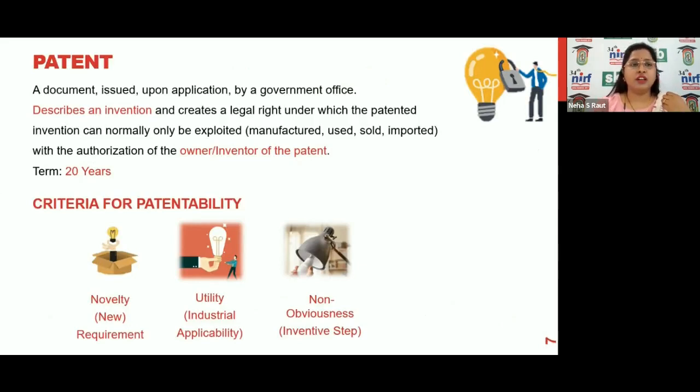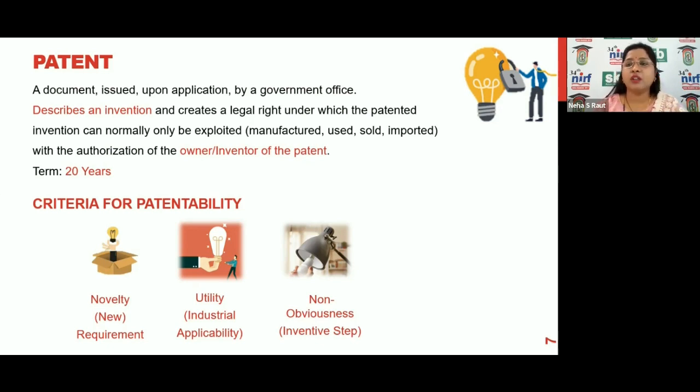Now, moving to the first type of IP, this is nothing but a document we receive from the government office. And that document, or we can say the patent, describes an invention that creates a legal right under which the patented invention can normally only be exploited, manufactured, used, sold, and imported with the authorization of the owner or inventor of the patent. So only the owner or inventor of the patent has a right to disclose the invention, to sell the invention, to manufacture and use it for other purposes, right?